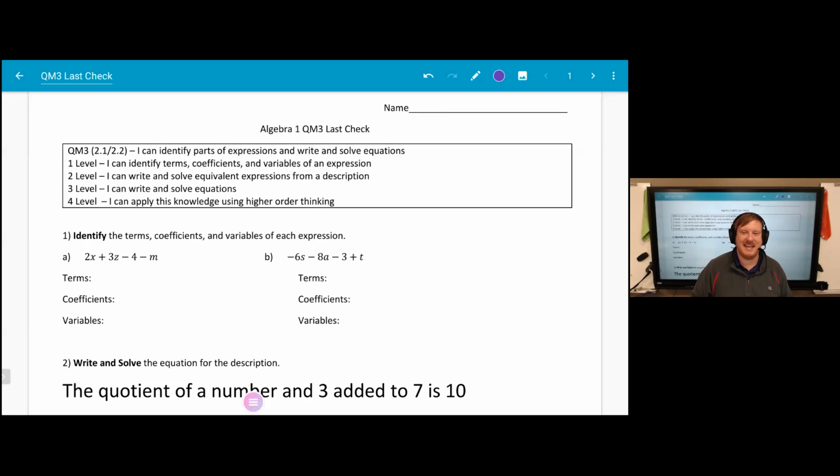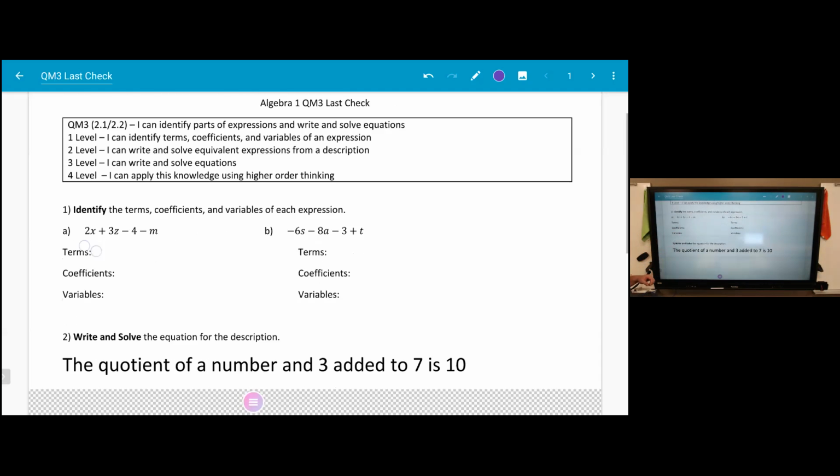Hello, Algebra 1. Let's take a look at your QM3 last check. We're going to start with terms, coefficients, and variables.